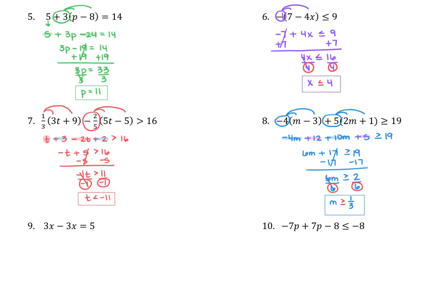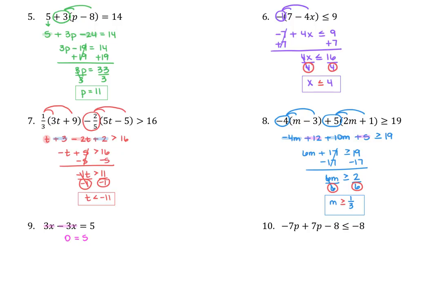All right, number 9. Simplify the left-hand side first. Notice there's no parentheses, so there's no distributing. I'm just going to combine my like terms. I have 3x and negative 3x. Well, notice that that's going to cancel out, and I'm going to have 0 there. And then I have a 5 on the other side.